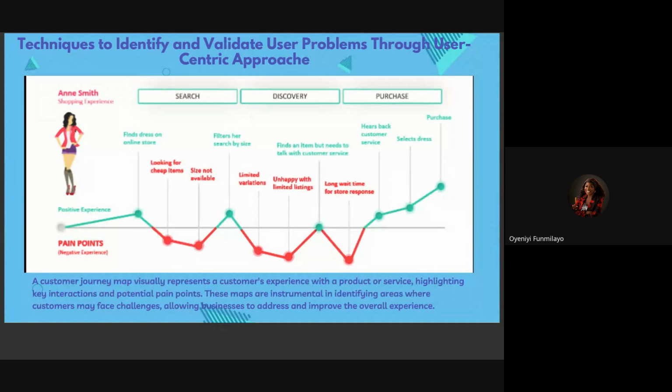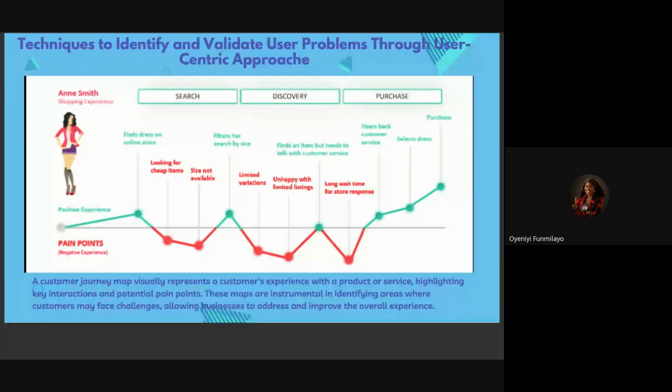Of course, if she hears from the customer service, maybe she wants to ask something about the size, or what the fabric is like, they're able to answer her, and then she would be able to select her dress on time. Because she got a fast response, and then voila, she went to purchase the dress.